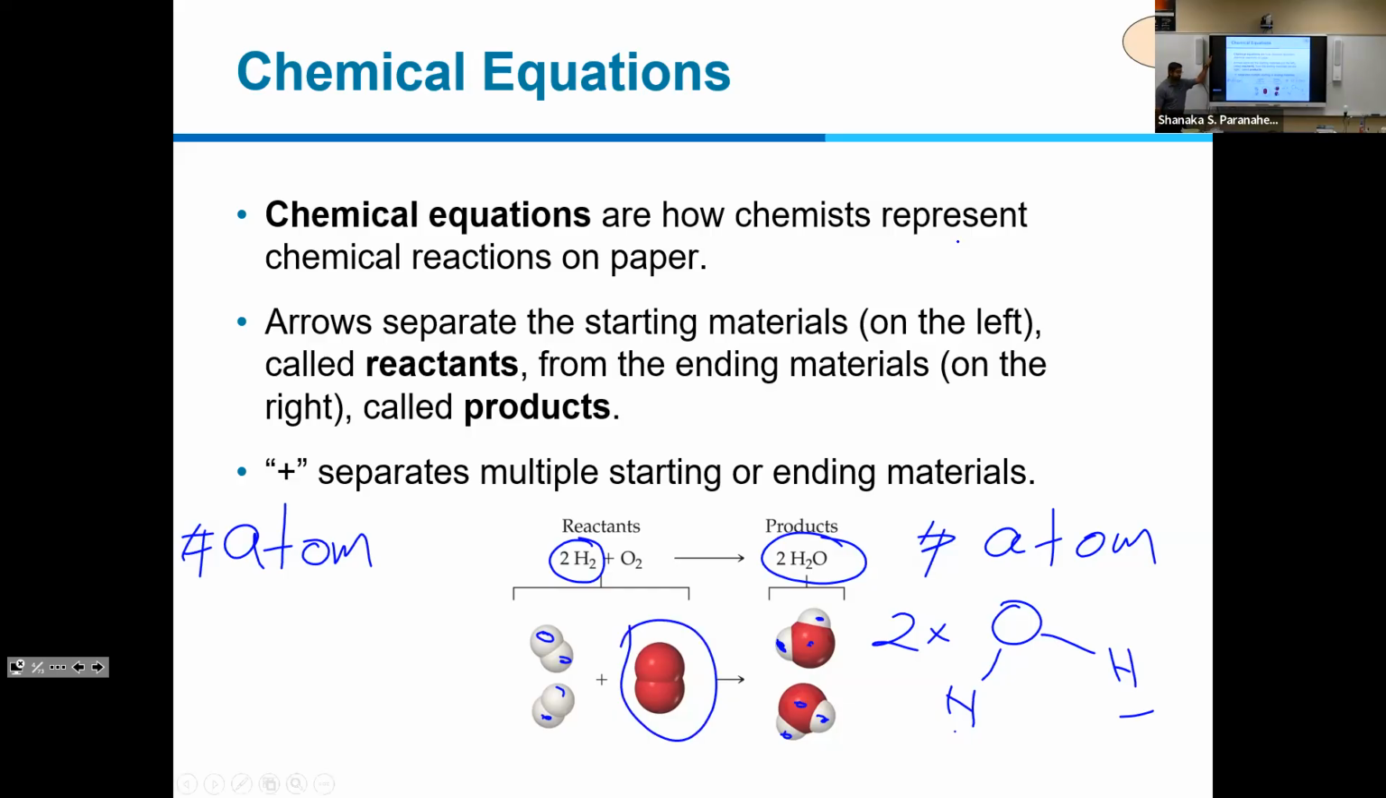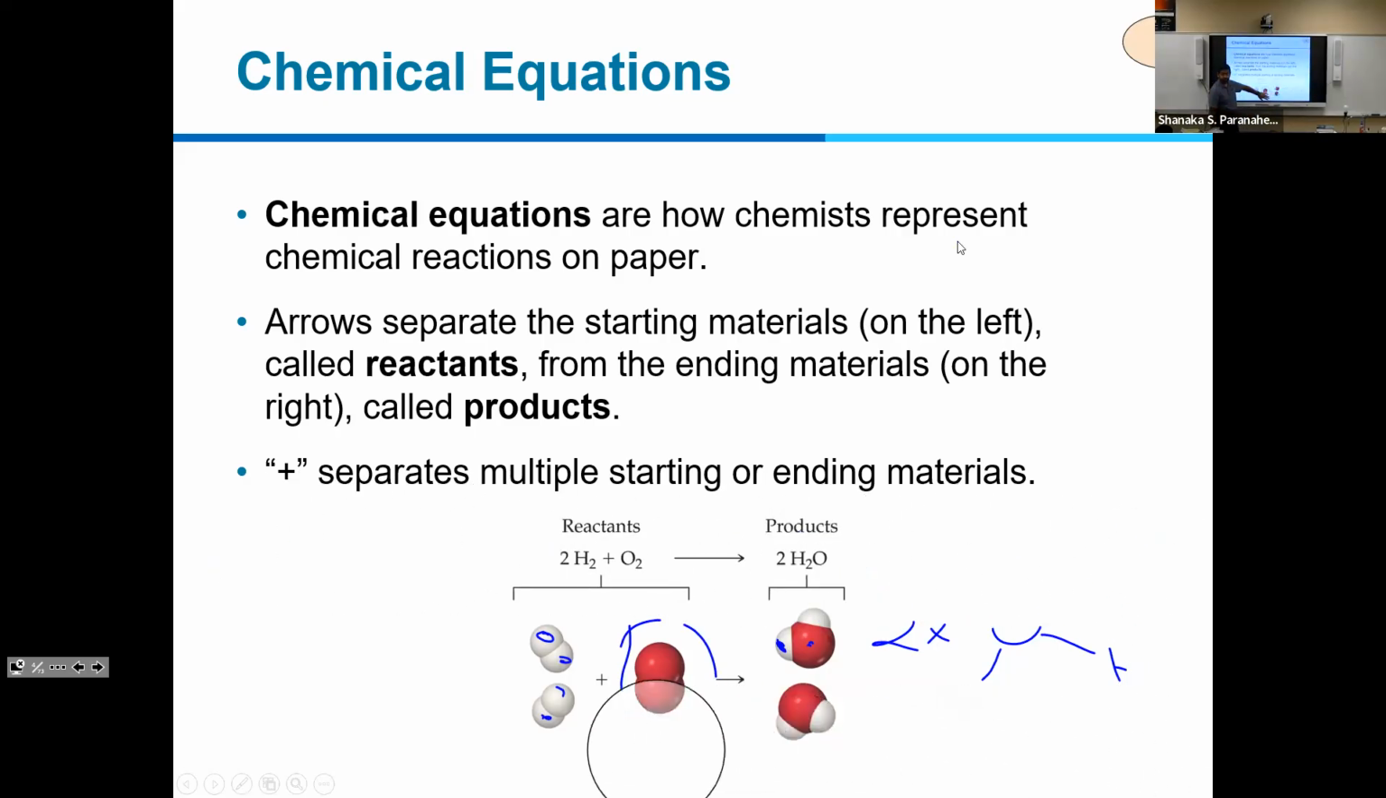So simply we are counting the number of atoms. Every chemical reaction is balanced based on the types of the elements and the number of atoms, not molecules, not any other thing. It's just the number of atoms.